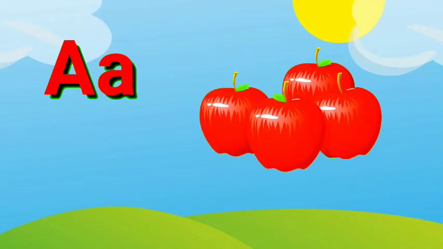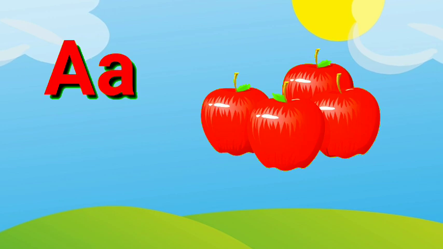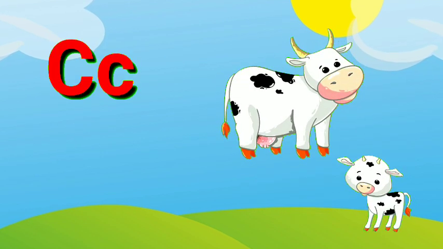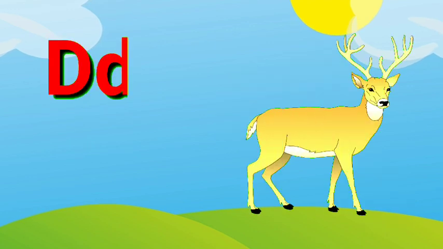A. A for apple. Apple means seb. B. B for bear. Bear means bhalu. C. C for cow. Cow means gai. D. D for deer. Deer means hiran.